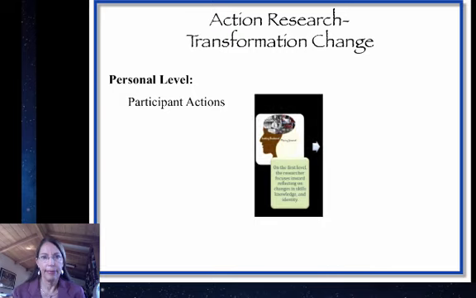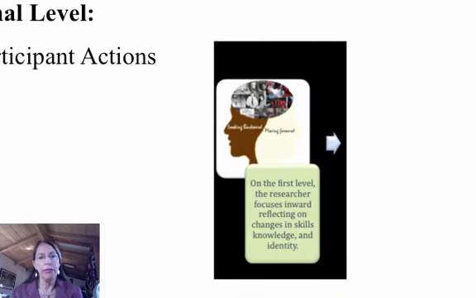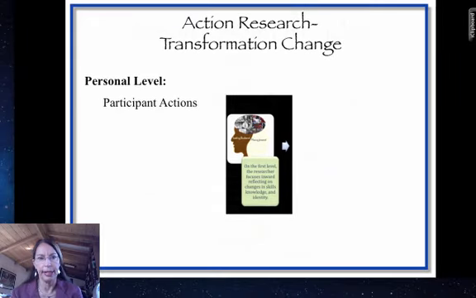So on the first level, transformational change affects the individual. We often start action research with a question, how can I improve the way I do? And then there's some practice or some skill that you're interested in improving. So on the first level, the researcher focuses inwardly, reflecting on their own change in skill, knowledge, and identity. How did this process of doing action research shape the way they think, shape the way they act, shape the way they share information with other people, their identity in the context?